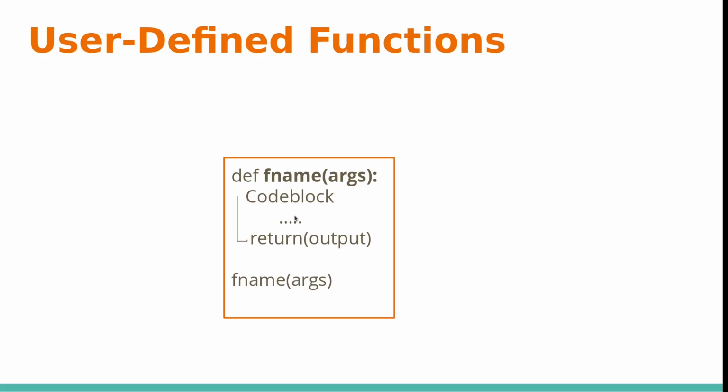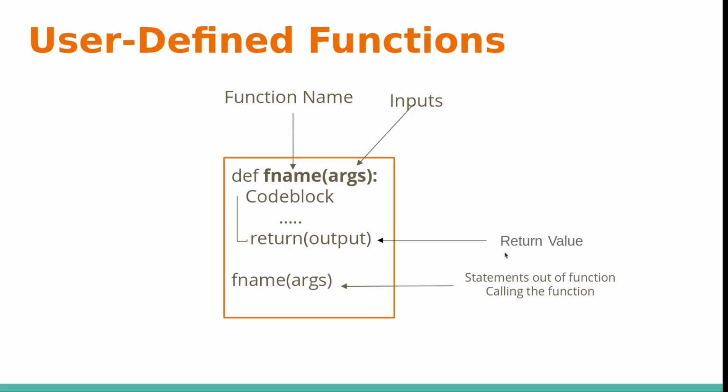Once you have the function written and loaded into the memory, you can call the function using the function name and providing the argument. So fname is the function name, arguments are the inputs, and then there is a return value associated with the function, and that is the value that the function returns. And if I want to call the function, I call it using the function name and I provide the inputs.